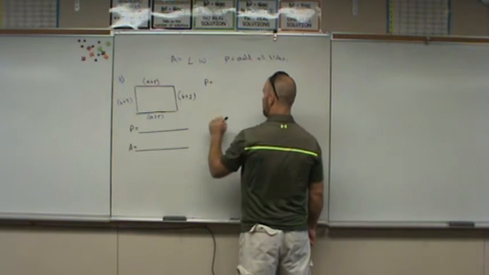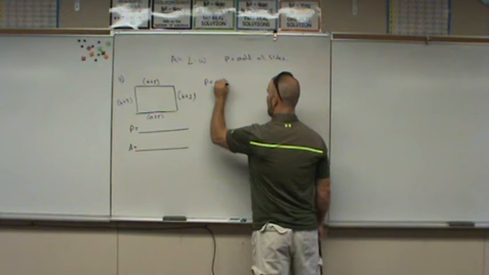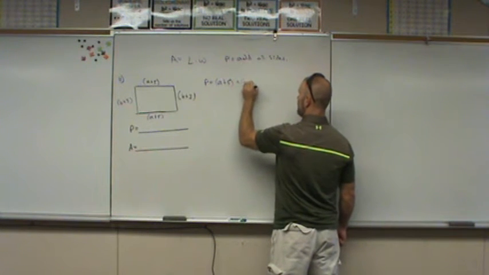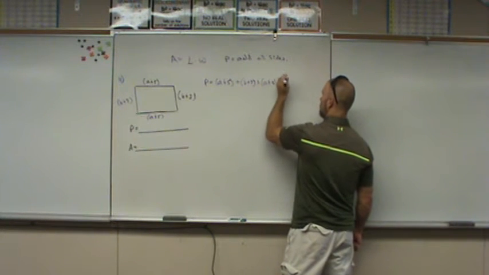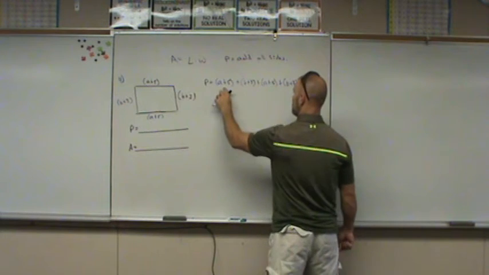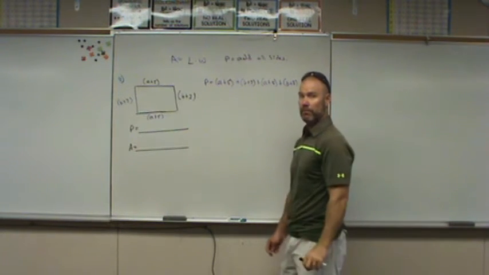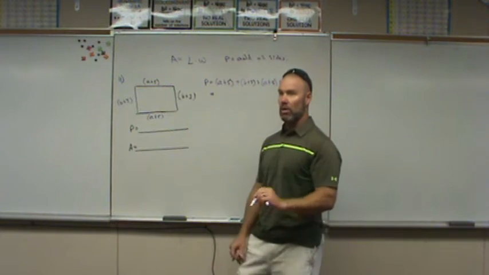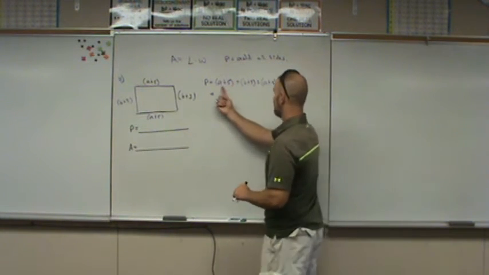Now, perimeter. How do I find the perimeter? I add all the sides. So I'm going to start at the top and work my way around. A plus 5 plus b plus 3 plus a plus 5 plus b plus 3. Again, showing my work. Top, right, bottom, left. Simple. Add all the sides. In this particular exercise, all of your answers will include a variable. Every single problem. Combine your like terms.